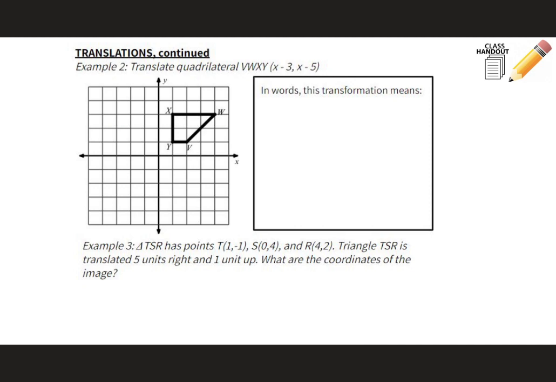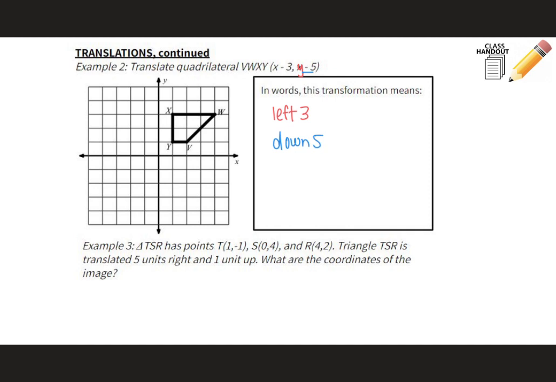All right, let's look at example 2. So example 2 is using that coordinate notation. So it says, translate quadrilateral VWXY, x minus 3, y minus 5. So in words, let's describe what this transformation means. So since we're subtracting 3 from every x coordinate, that means we're going to go left 3. And then since we're subtracting 5 from every y coordinate, we're going to go down 5.